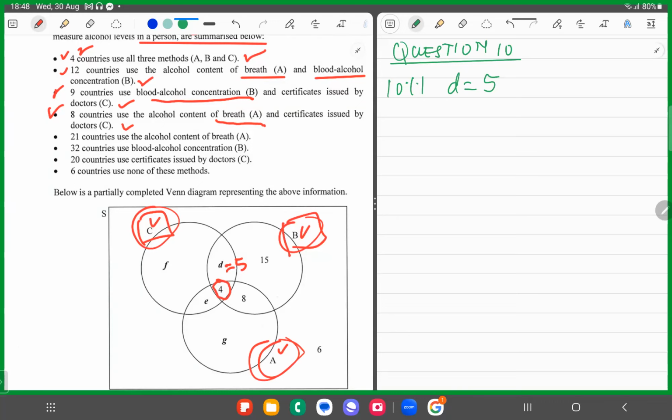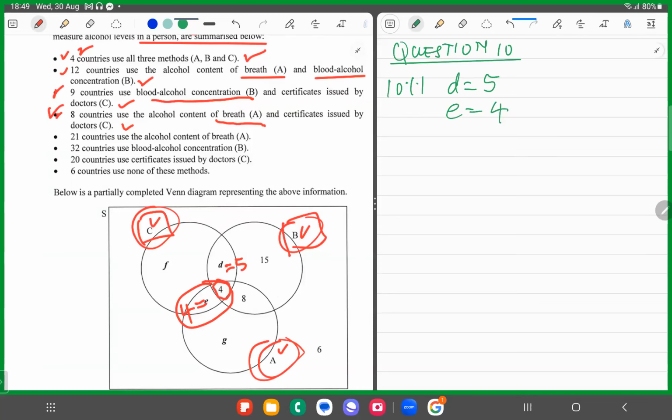So what does it mean for us exactly? It means that for A and C, E must be 4, because those are 8 countries. E is 4 because 4 plus 4 is 8. So E is equal to 4.